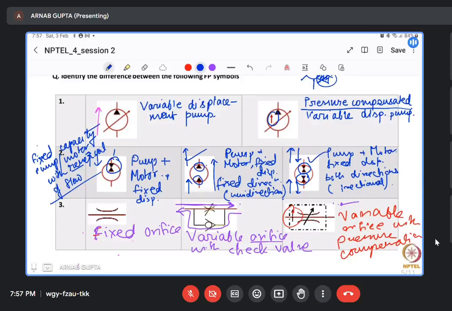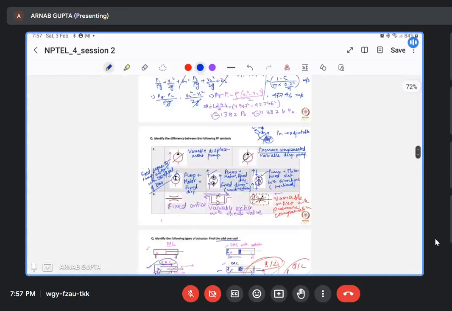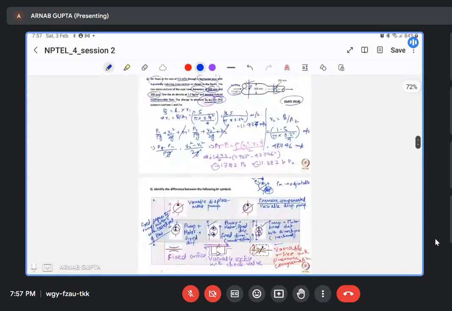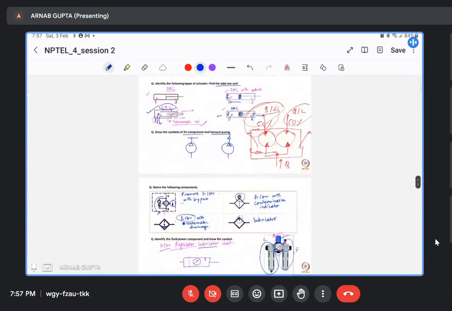So you can expect this type of questions in the final exam, where you will be asked to identify a particular hydraulic component, or you can be asked to draw the symbol for a given component.